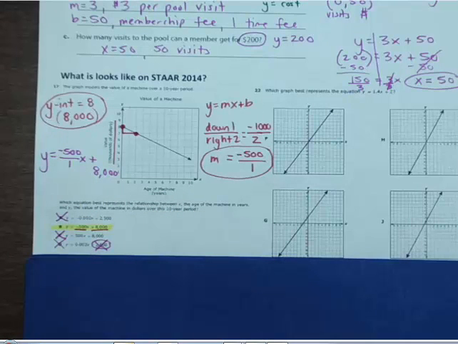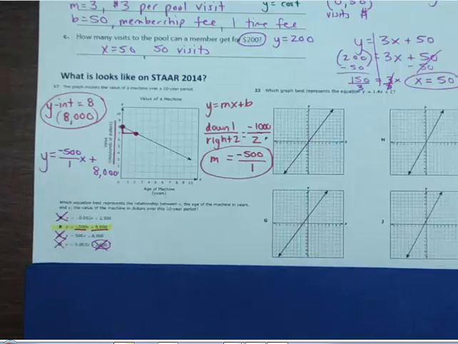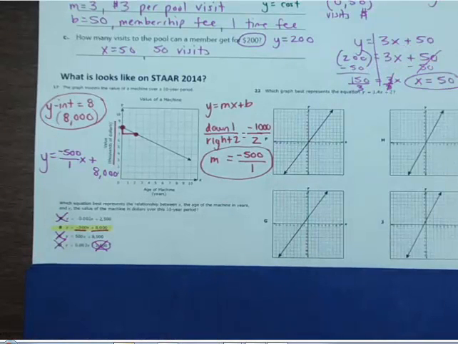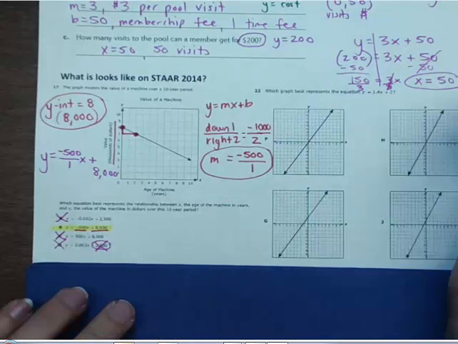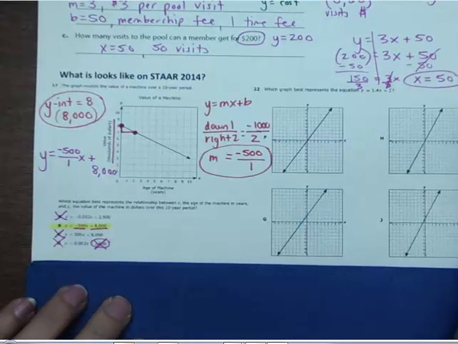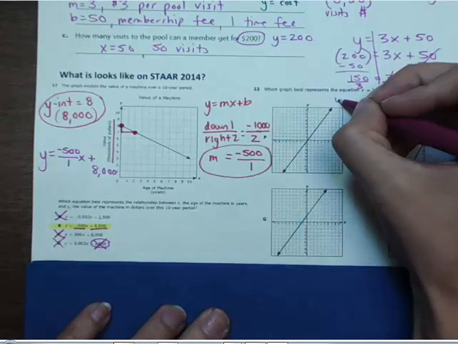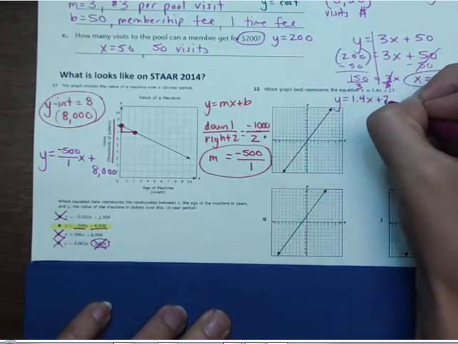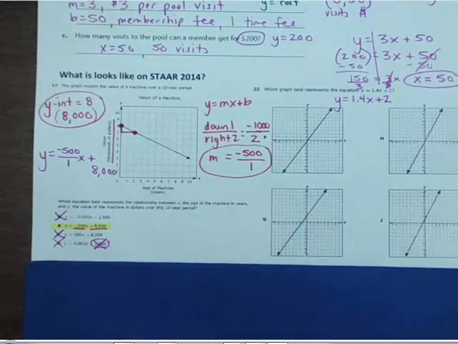Go ahead and do number 22 by yourself from the 2014 STAAR. Pause the video and see if you can figure it out by yourself. Okay, number 22. It gives us the equation, and we want to show which graph best represents this equation. So if I look at the equation, y is equal to 1.4x plus 2, right away I would have to graph the y-intercept. That's the first step. So my y-intercept is positive 2.